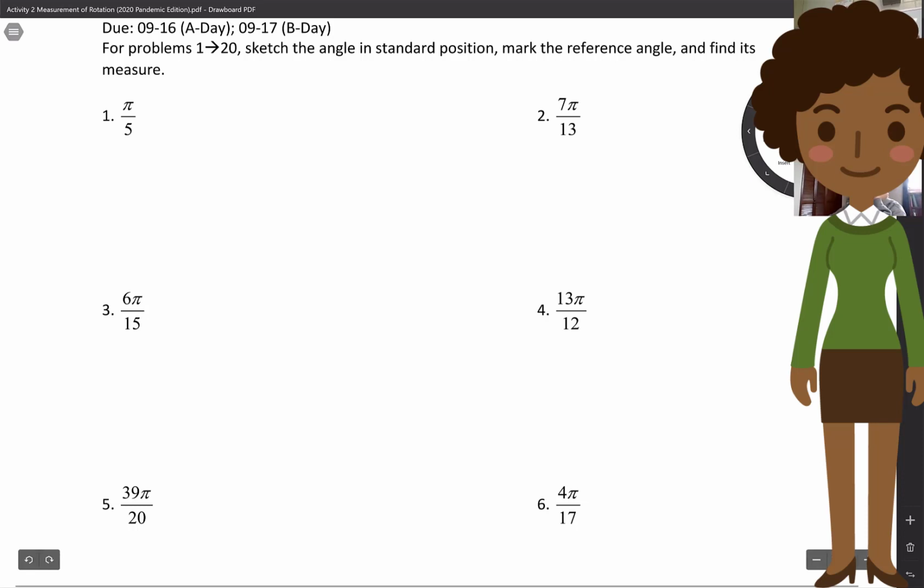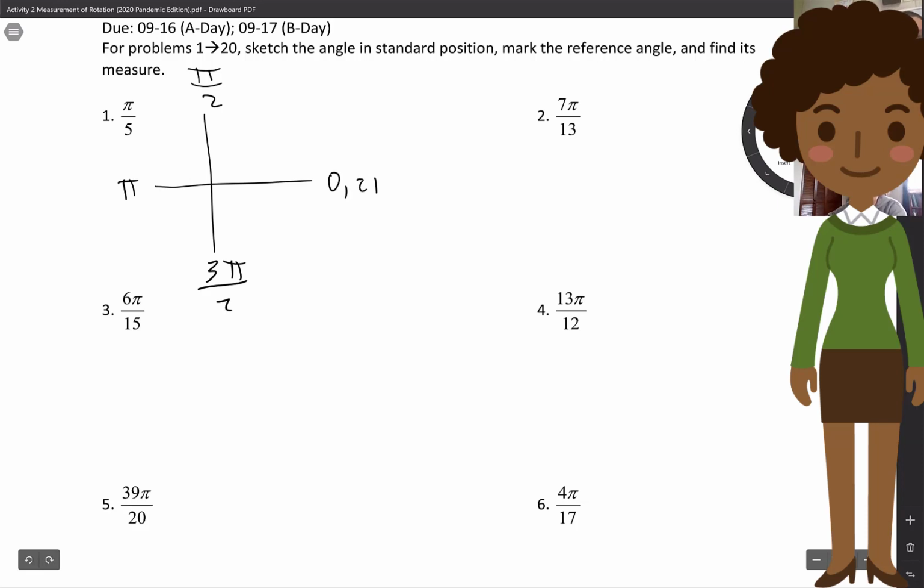First thing you do is you get a grid. I guess I should make every grid black here. And then pi over 5. Well, remember, I'm going to go ahead and mark these. I'm going to say that's pi over 2, that's pi, that's 3 pi over 2, and that was 0 and 2 pi once I do a whole revolution. I probably should have started with that.